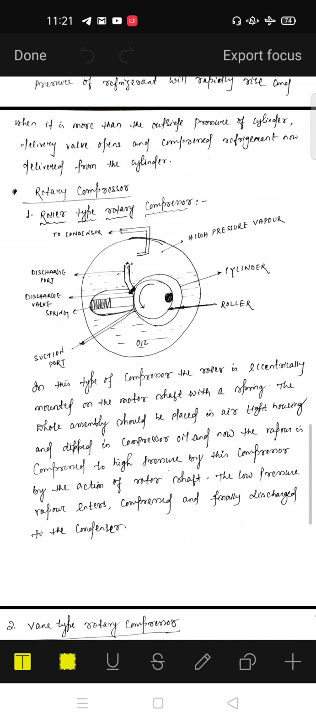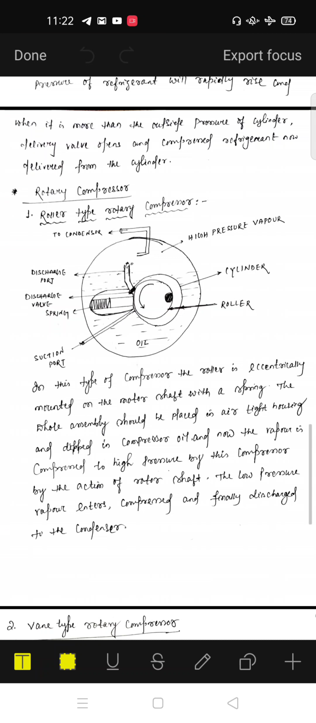Look at the diagram very carefully. So rotary compressor, here is the casing in which there is a circular cylinder where a roller is attached eccentrically, at some eccentricity. There are two pipes. One pipe is connected to the suction port and another pipe is connected to the condenser, and there is a discharge port also. Discharge valve is there and a spring is attached to the roller, and the whole arrangement is inserted in the oil.